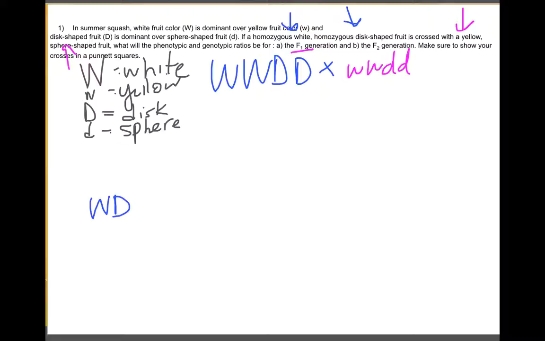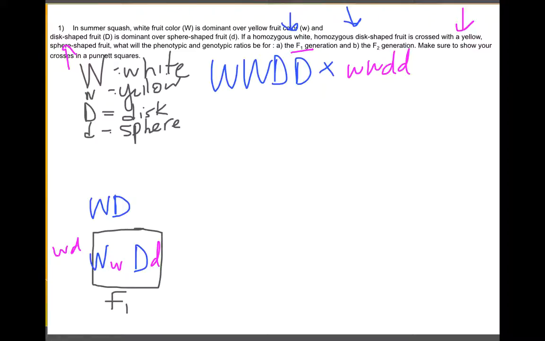And then mom, they're all the same as well. So she has little w, little d, little w, little d, little w, little d, little w, little d. They're all the same, so I don't need to have 4 boxes for mom. I can simply just have 1 box for mom. And then, so this is just a 1 by 1 grid. I'm going to get big W, big D, little w, little d. And that's what all my offspring will look like for this F1 generation.